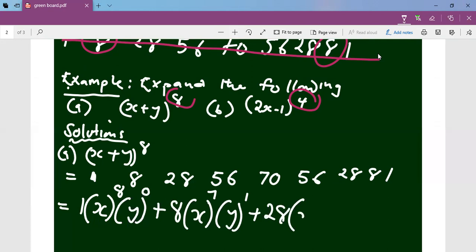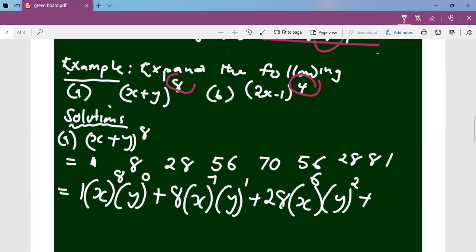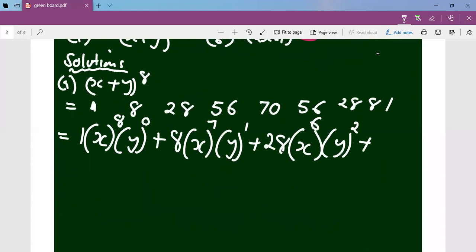x, the power here now shall reduce from 7 to 6. Then the other 2 will go to y. So you say y to the power 2 plus, what is our next coefficient? The next coefficient is 56.